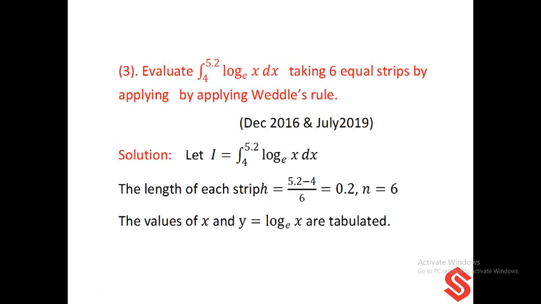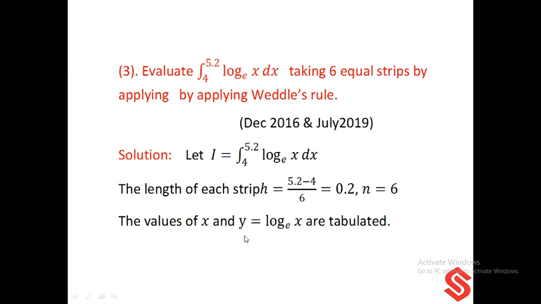Next, third problem. Evaluate integral 4 to 5.2 of log x to the base e dx taking 6 equal strips by applying Weddle's rule. So let I is equal to integral 4 to 5.2 of log x to base e dx. Since you have to divide into 6 equal parts, the length of each strip is h is equal to (5.2 minus 4) divided by 6, that is 0.2.